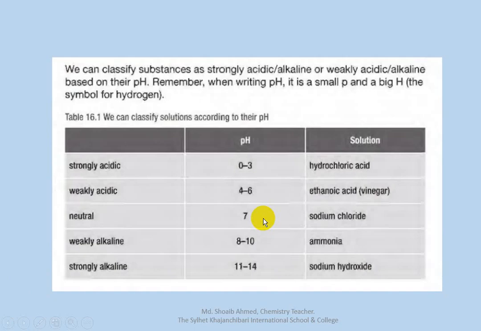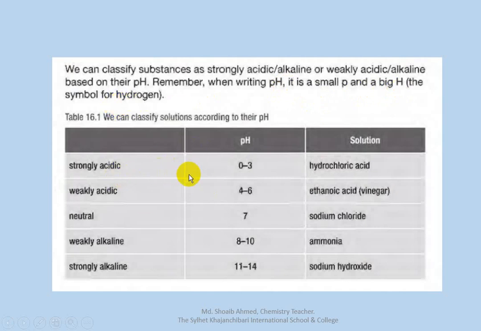Using the universal indicator, we can classify a substance as strongly acidic or alkaline, or weakly acidic or weakly alkaline, based on its pH. Remember, when writing pH, it is a small p and a capital H, the symbol for hydrogen.